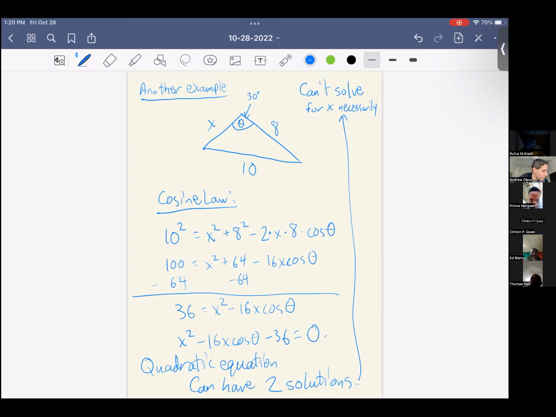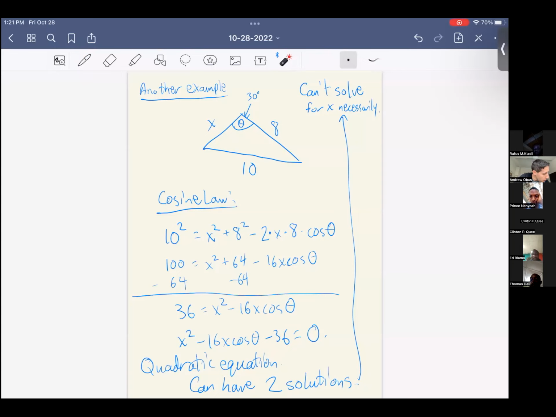Right, I can make an example with two different positive answers. For instance, if theta is very small, then it's possible to have two different positive answers. Oh no, in this one, it's going to be okay. No, you're right. You can't have a positive and a negative answer in this case because this 36 is negative. So in this case, you can't have that.